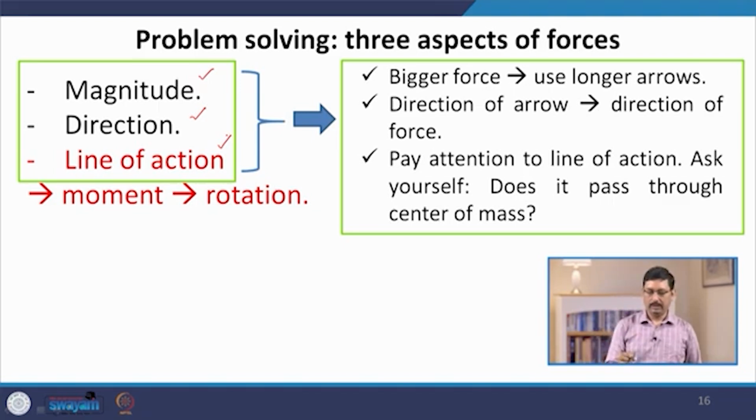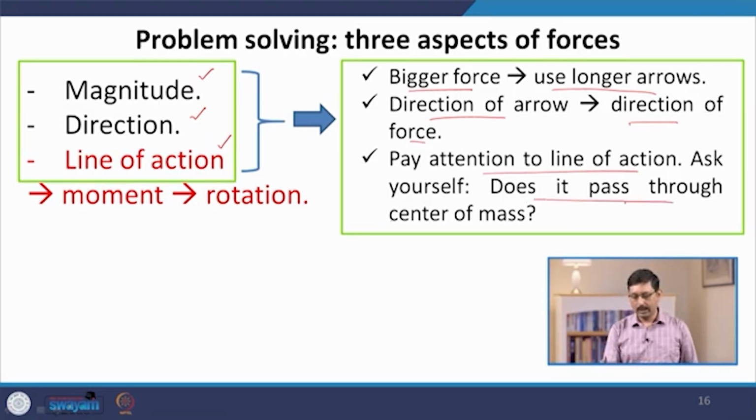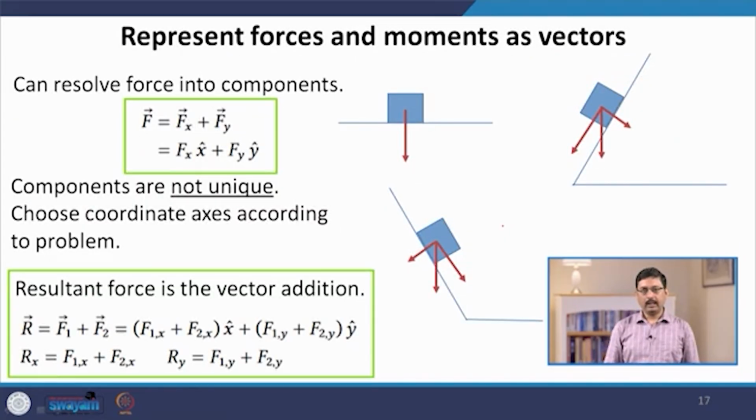So, in practical terms, when you draw a free body diagram, to represent a bigger force, draw longer arrows. The direction of the arrow should describe the direction of the force, and pay attention to the line of action and ask yourself this question: does it pass through the center of mass? Now, if the forces and moments are vectors, that means that you can resolve the forces into components.